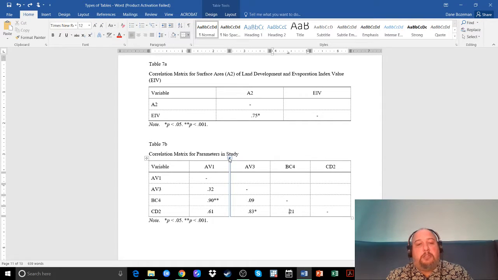You may find something that's statistically significant, but it doesn't have anything to do with your research question. So you wouldn't want to report that. So don't waste your time. Now, when do we modify these tables?